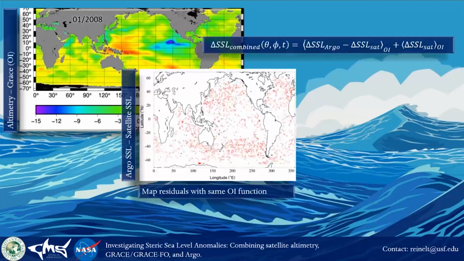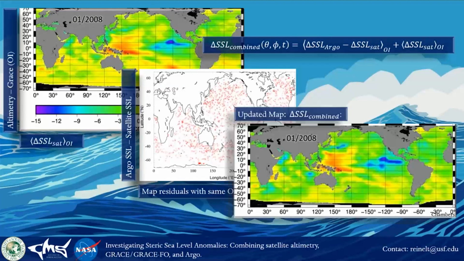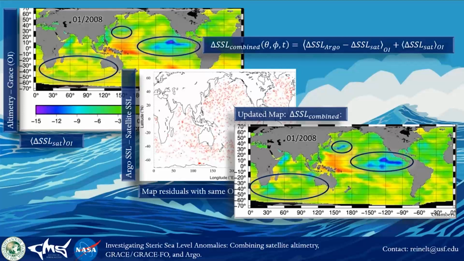Now here you can see that same initial guess steric sea level map from a couple of slides ago. And to update that map, we subtract that satellite sea level anomaly from the just computed Argo steric sea level anomalies, and then map the residuals using that same optimal interpolation function. And it may be difficult to see at first, but there are quite a few differences throughout this updated map than from our original.